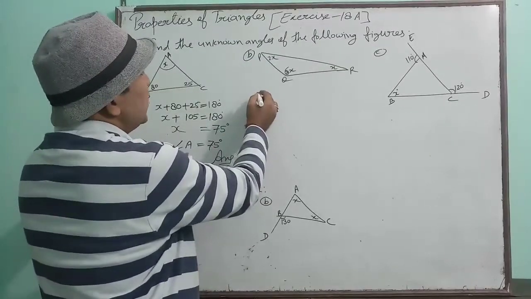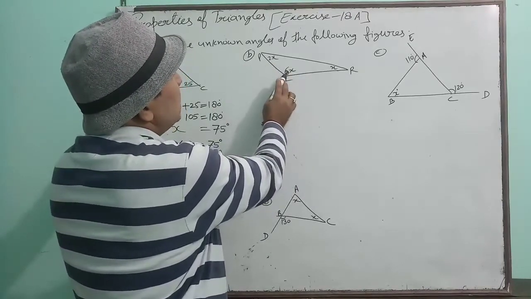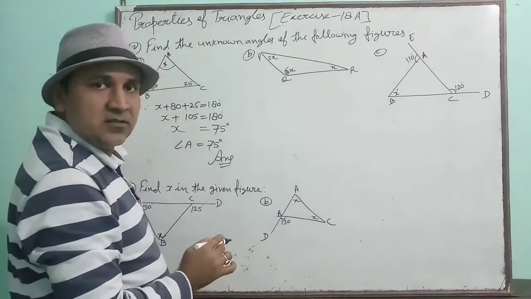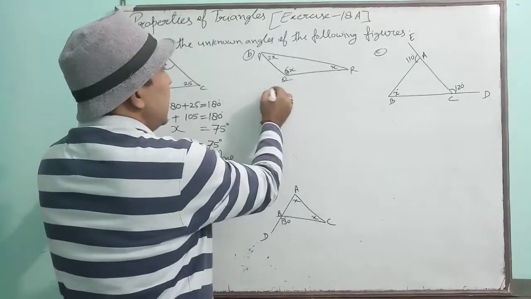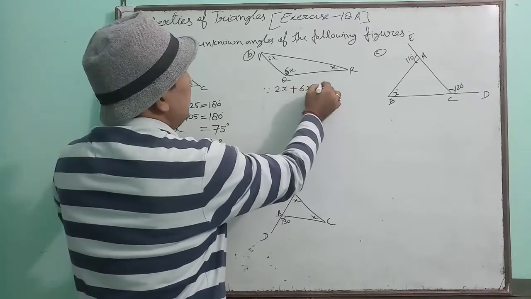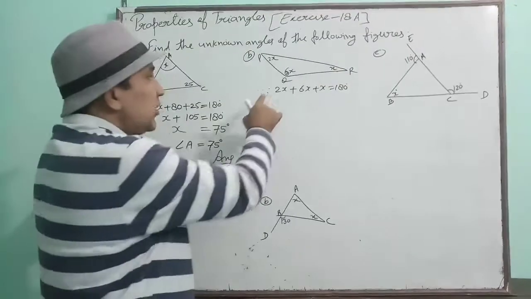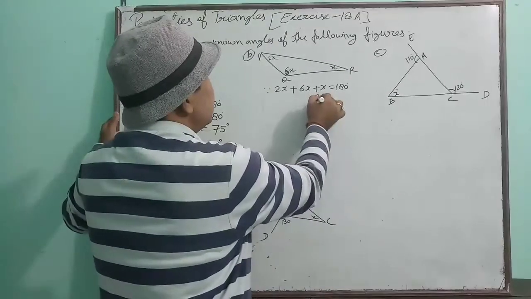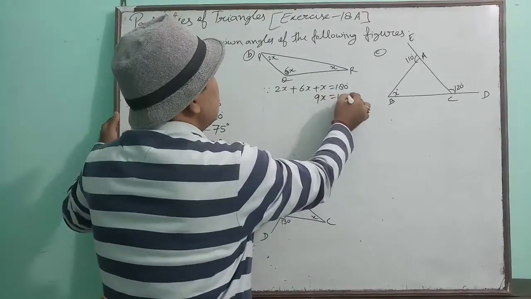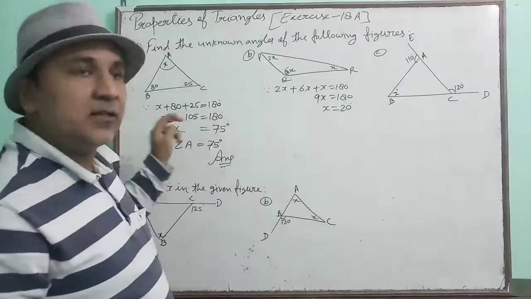See the second question. Triangle PQR. Here 2x, 6x and x. These are the angles. So how to solve? Again, angle P plus angle Q plus angle R is equal to 180 degree. Now 2 plus 6 plus 1 is 9. So 9x is equal to 180, which means x is equal to 20 degree.